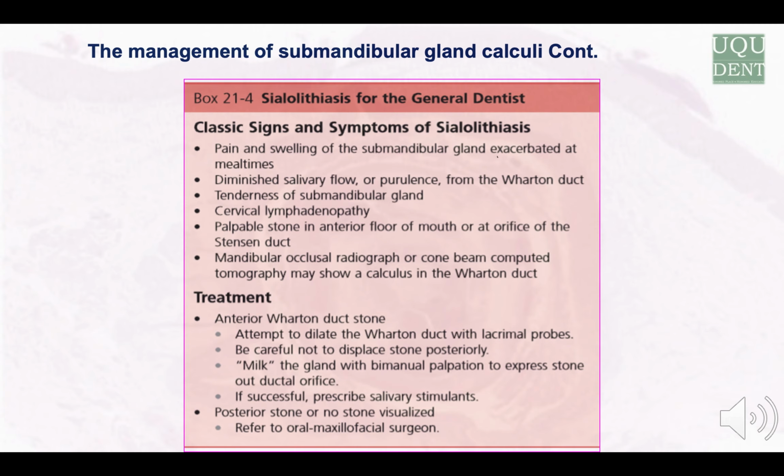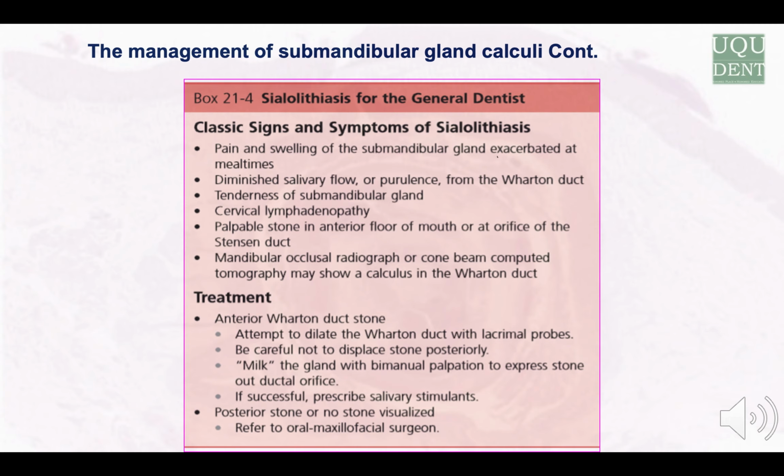You need first to know the classic signs and symptoms for sialolithiasis, for salivary glands in general, not only for the submandibular gland. So you have to have pain and swelling of the submandibular gland exacerbated at meal time. Also, you have to have a diminished salivary flow or pus from the Wharton duct.